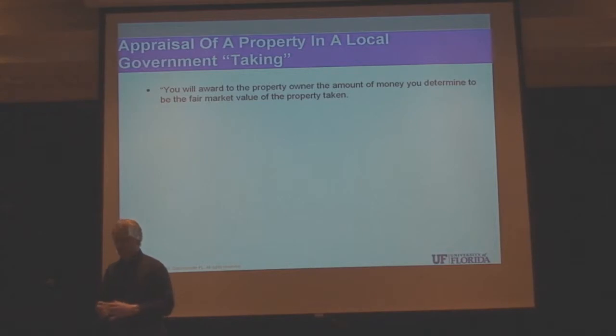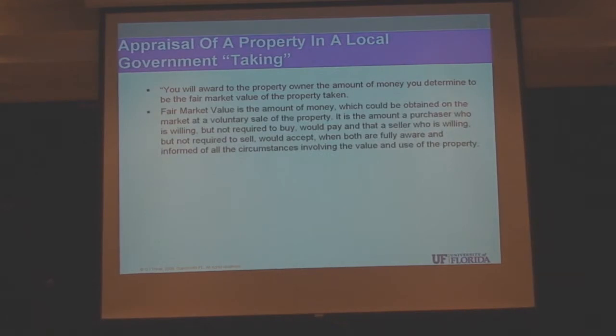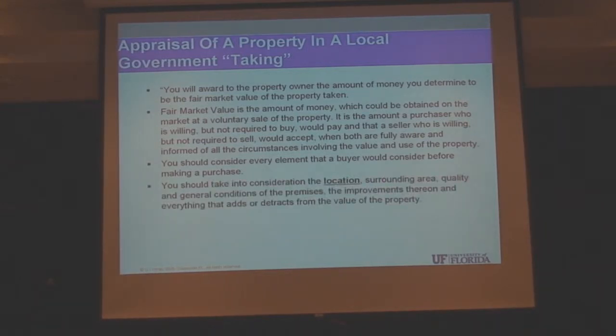The argument was, we have unique location value, and you are not capturing that location value in your appraisal. Now, in this state, under the uniform standards of the Appraisal Institute, you give the person whose property is being taken a fair market value, the amount that a willing seller and willing buyer would agree on. This is straight from the code, and you must consider every element that a buyer would consider before making the purchase, and that includes location value. It's written in the Appraisal Institute standards, and it's also written in the state codes, that you must take location into consideration.